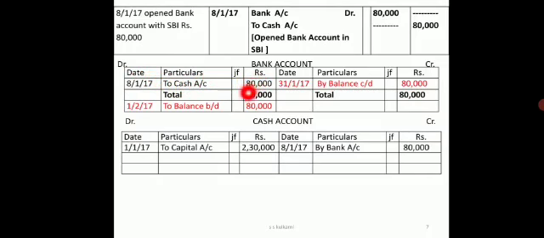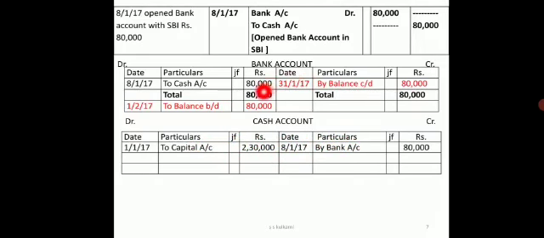So it is 80,000. Now on the credit side I have my cash account. I'll go back to my cash account. Already on the debit side we are having 2,30,000. Now on the credit side of my cash book I will write by bank account, because cash is credited by bank 80,000. Now we are having other transactions. So cash account, till my journal is over, we are not going to close.